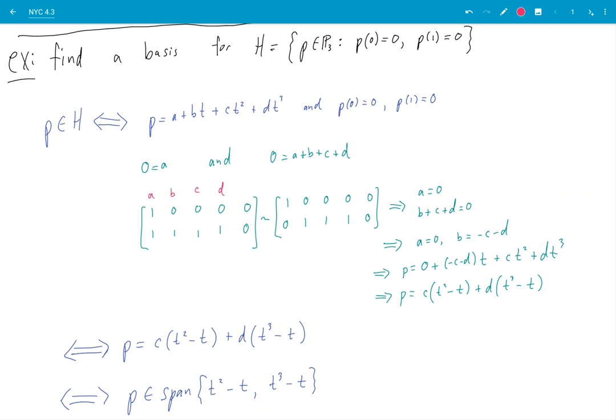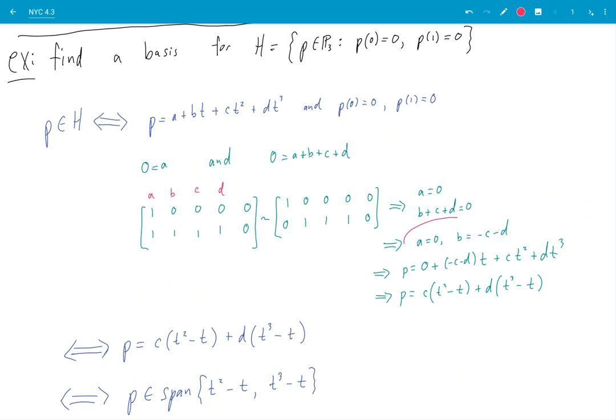So if you're in H, that means that you are a polynomial of degree at most 3, and you pass these two tests. This test gives me this equation, and this one gives me this equation. So I got 4 variables, 2 equations. I can use a matrix to reduce this as much as possible. I convert back into equations. I solve for my basic variables.